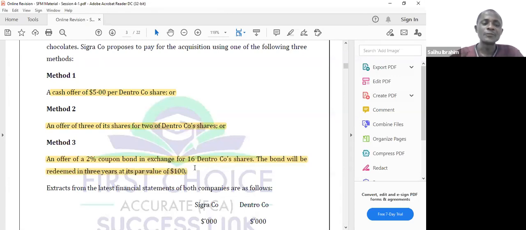Why does it not make any sense? Because the first thing I need to do is to know the worth of the bond that I am given as a purchase consideration to acquire the company's share. I must know the worth of that bond. The worth of the bond is the market value, isn't it? It is the market price.